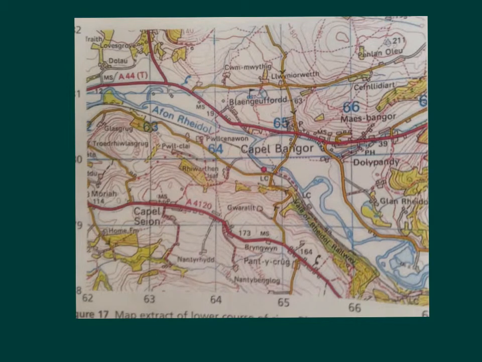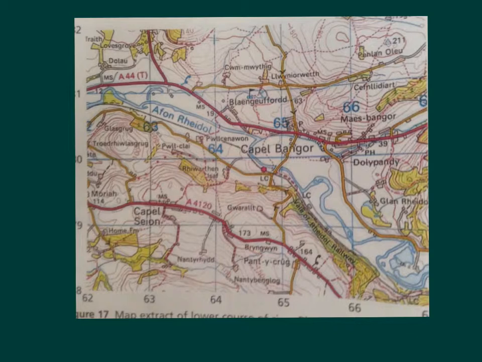If you look here, you can see an OS map of a river in Wales. If you follow the river from the top left to the bottom right, you can see that as it gets towards the bottom right, it starts to meander. The bottom right is more towards the lower course.